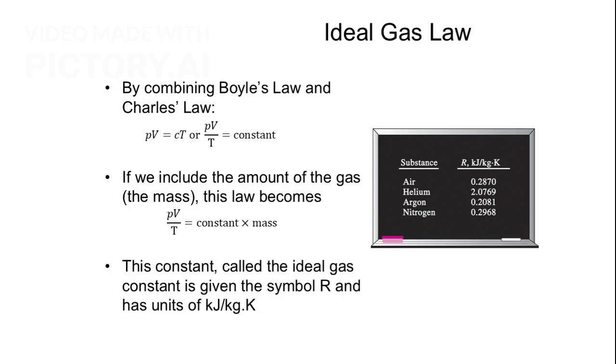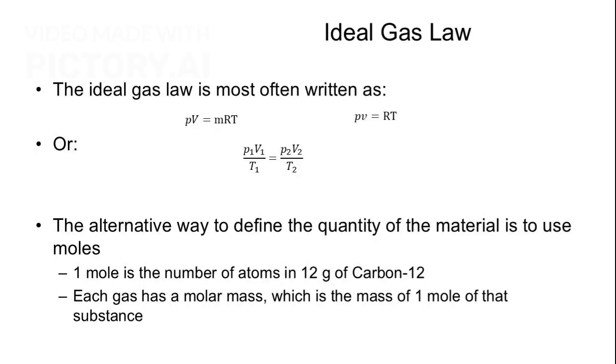By combining Boyle's and Charles's laws, we derive the ideal gas law, which relates pressure, volume, and temperature of a gas. Including the gas mass, this law becomes a powerful tool for predicting gas behavior under various conditions. The ideal gas law is often expressed as PV equals nRT or PV equals RT.